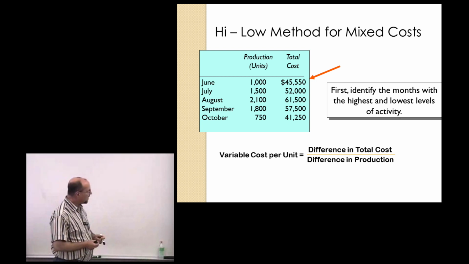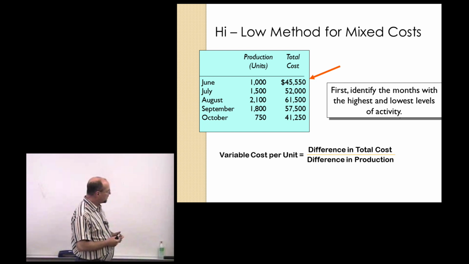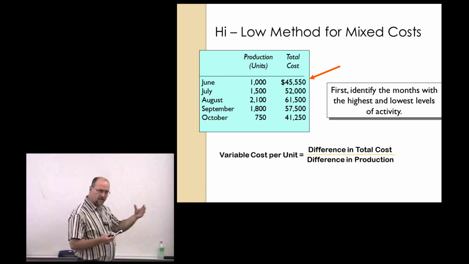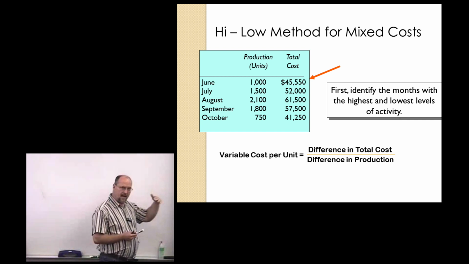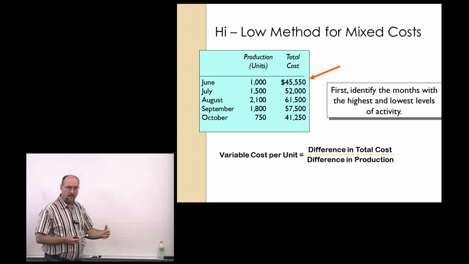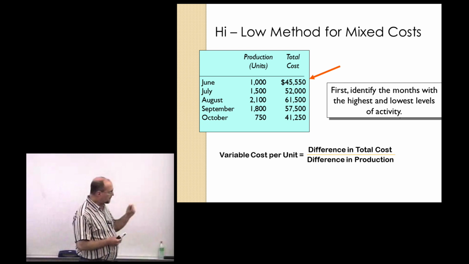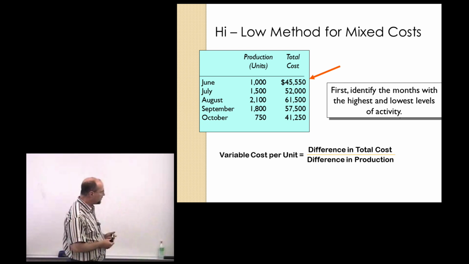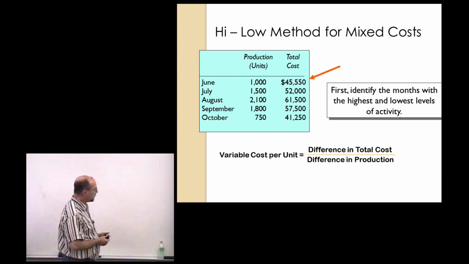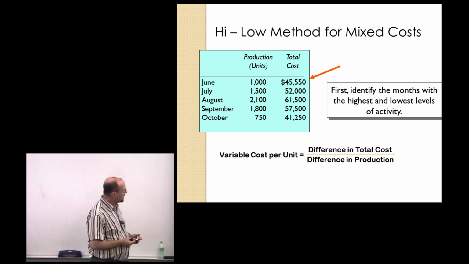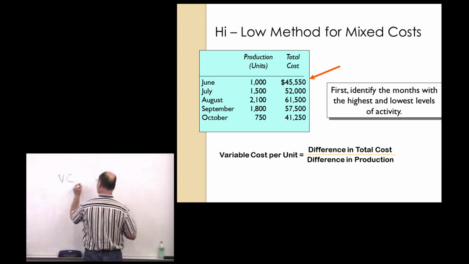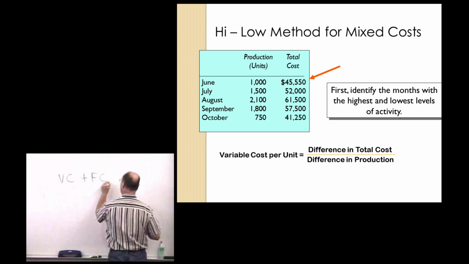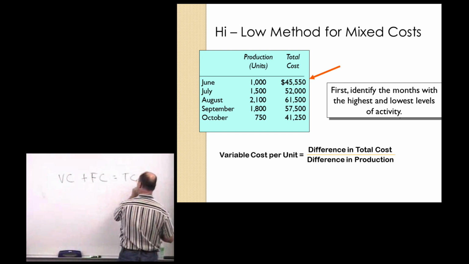What we do is identify the months or the time periods, however you want to define time periods, in this case months, which had the most activity, the high month, and we compare it to the month that had the lowest activity. So let's take a look at this graph. We'll easily identify the high month and the low month. The high month looks like August. Notice we produced the most units, we incurred the most total cost. And remember, I'm going to abbreviate variable costs plus fixed costs equal total costs.